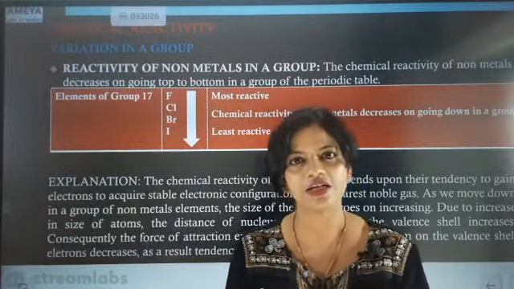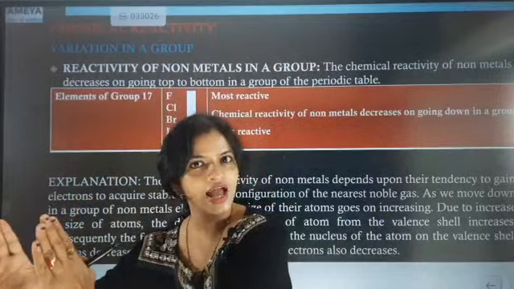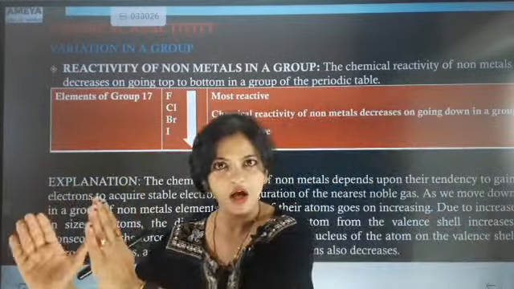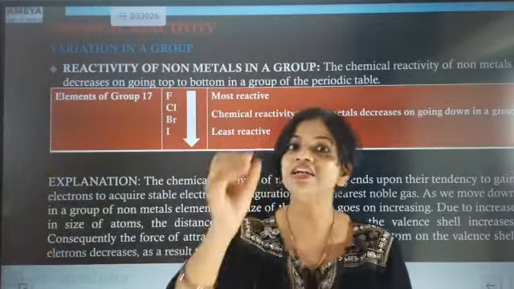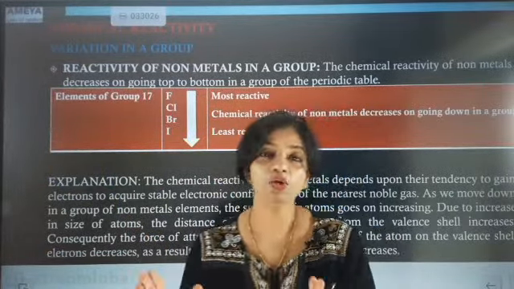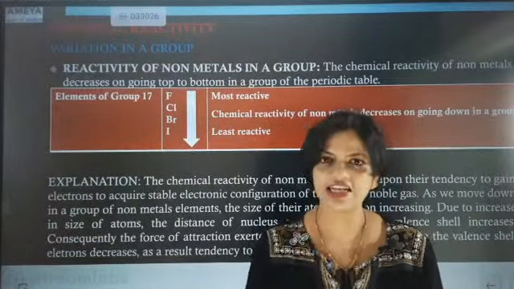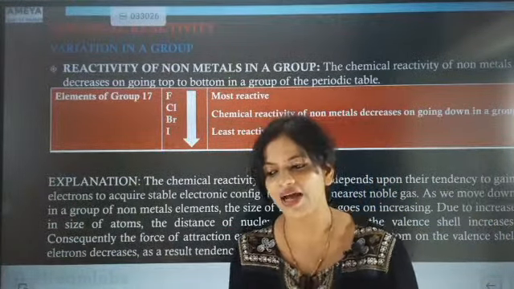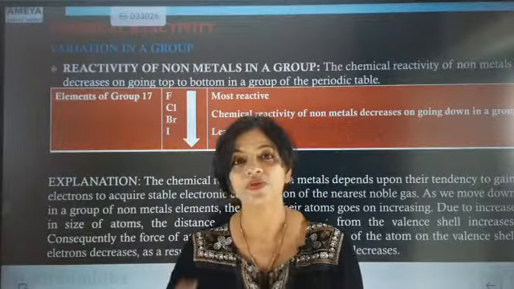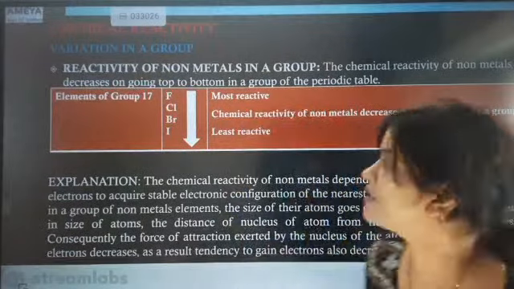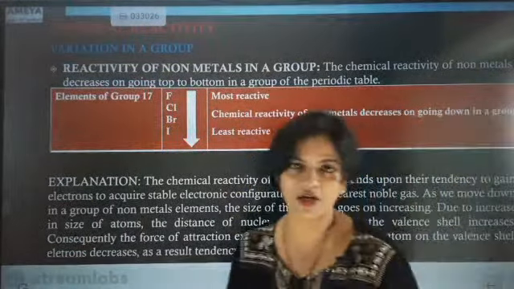Are you understanding this part? Group 1 is more reactive, group 17 is more reactive. In group 1, when you go down, reactivity increases. But in group 17, when you go down, reactivity decreases. Then what is the reason behind the decrease in reactivity? So here things are quite different.